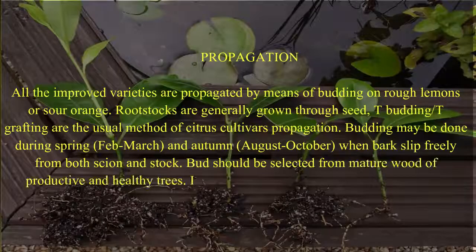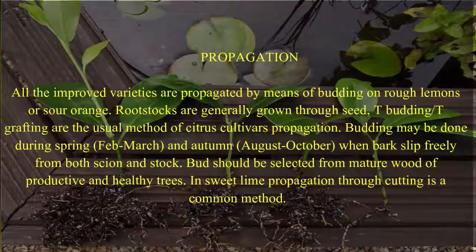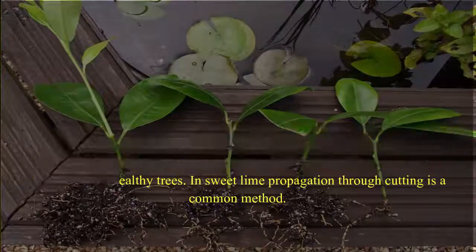Propagation. All the improved varieties are propagated by means of budding on rough lemons or sour orange. Rootstocks are generally grown through seed. T-budding or T-grafting are the usual methods of citrus cultivar propagation. Budding may be done during spring, February to March, and autumn, August to October, when bark slips freely from both scion and stock. Buds should be selected from mature wood of productive and healthy trees. In sweet lime, propagation through cutting is a common method.